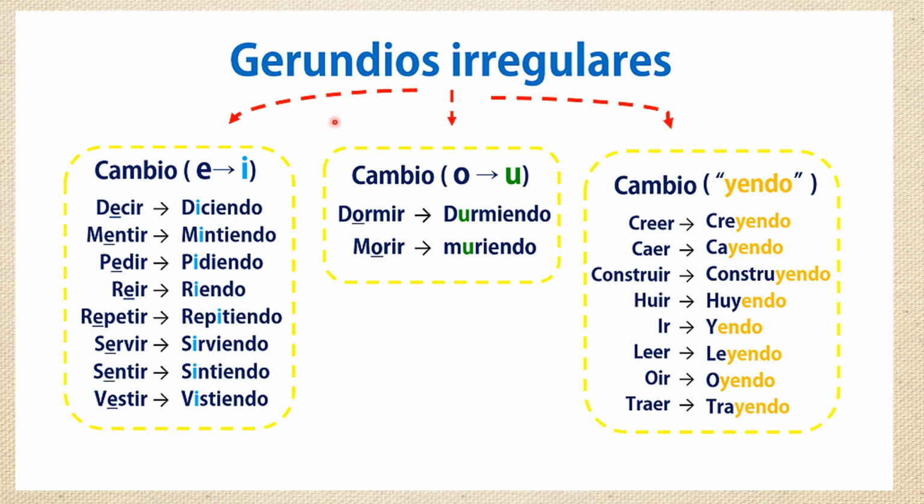Let's have a look at some of the verbs which are irregular in gerundio. Let's first discuss the first category of stem changing verbs where E is changing to I in gerundio. We have the first verb decir where E is changing into I and it becomes diciendo.